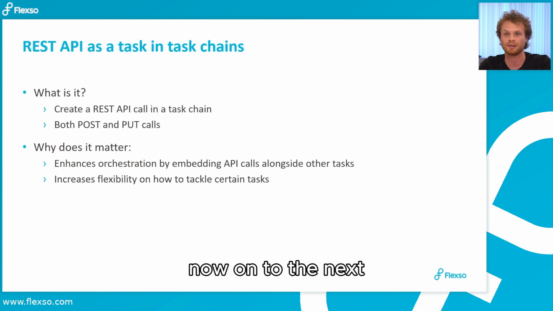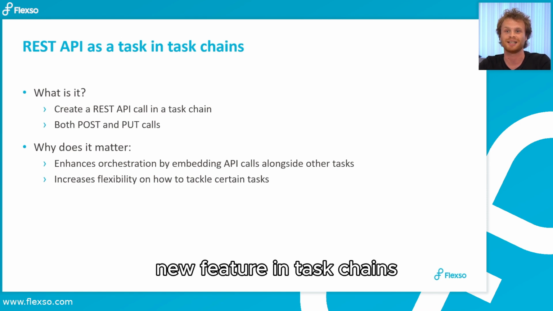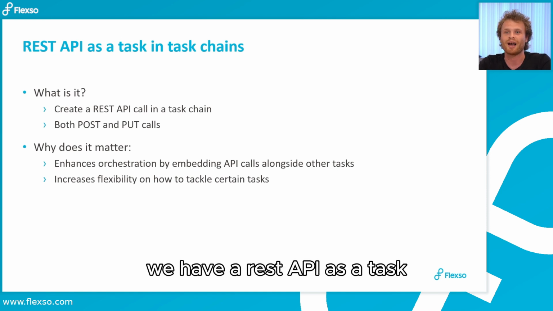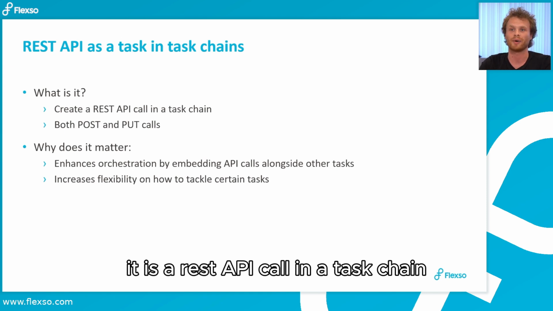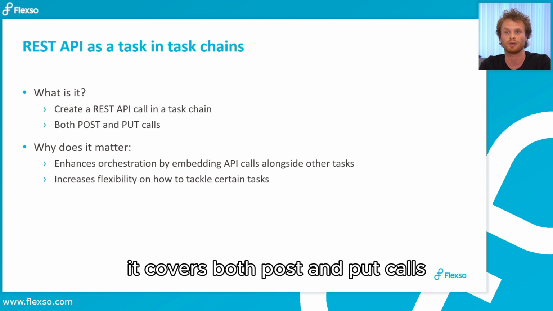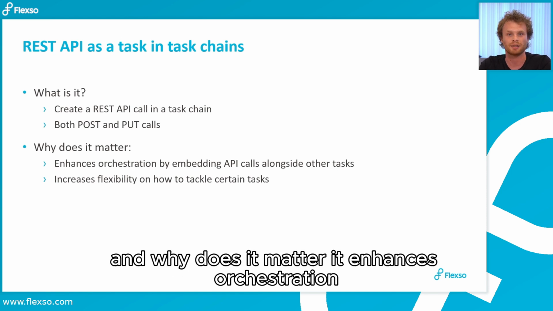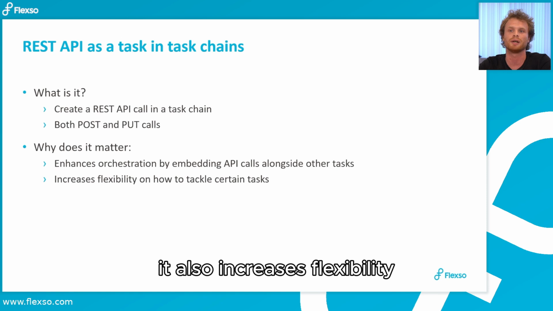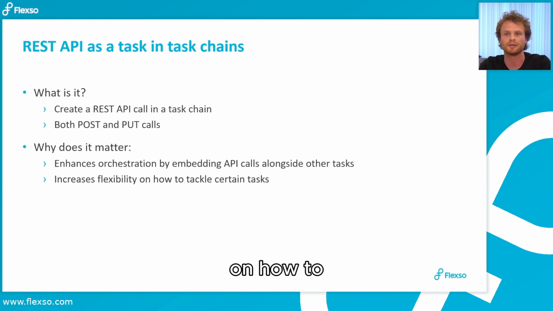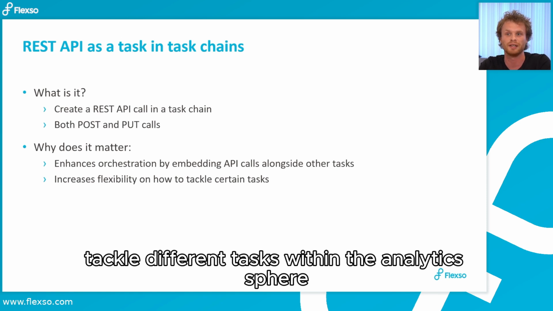Now on to the next new feature in task chains. We have a REST API as a task. What is it? It is a REST API call in a task chain. It covers both post and put calls. And why does it matter? It enhances orchestration by embedding API calls alongside other tasks. It also increases flexibility on how to tackle different tasks within the analytics sphere.